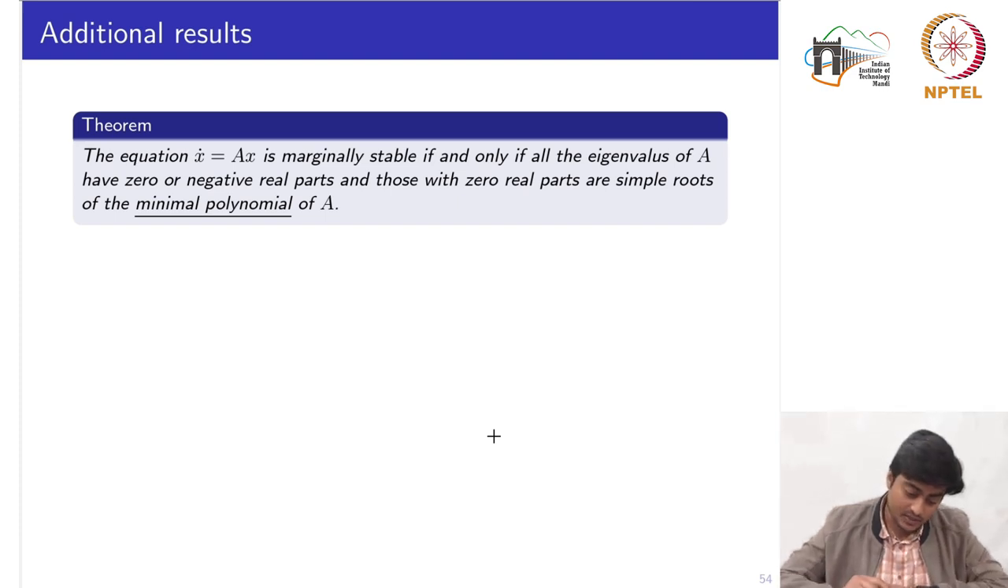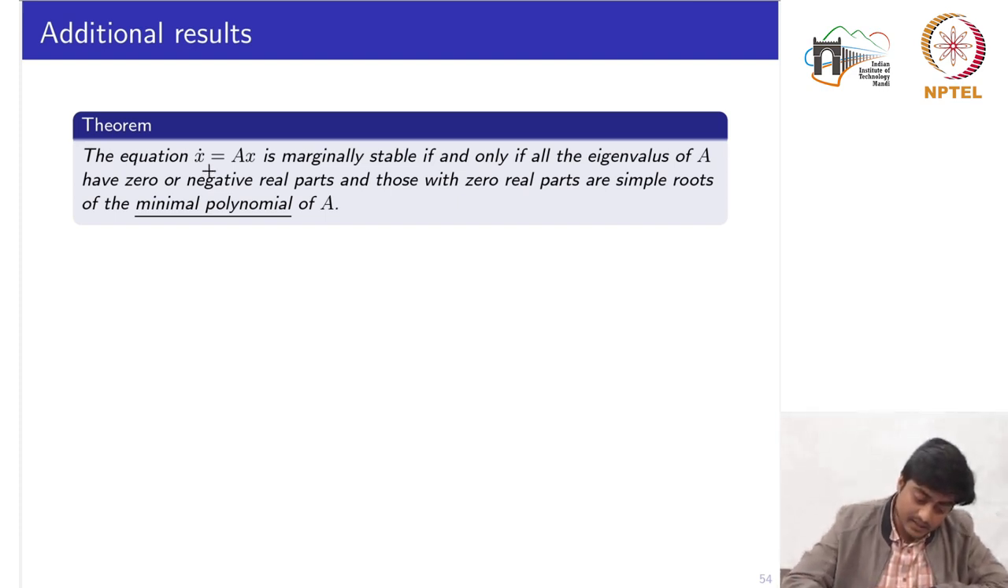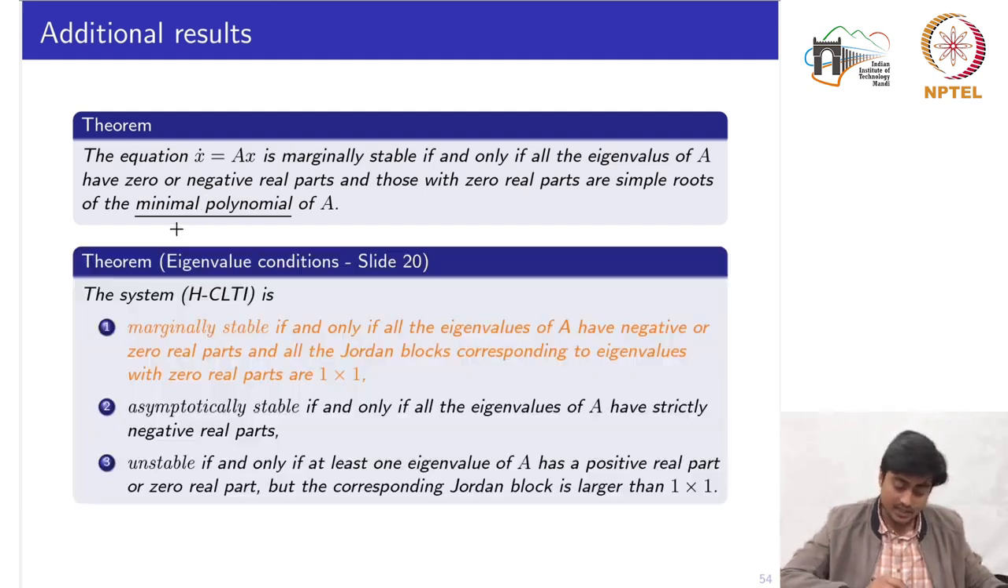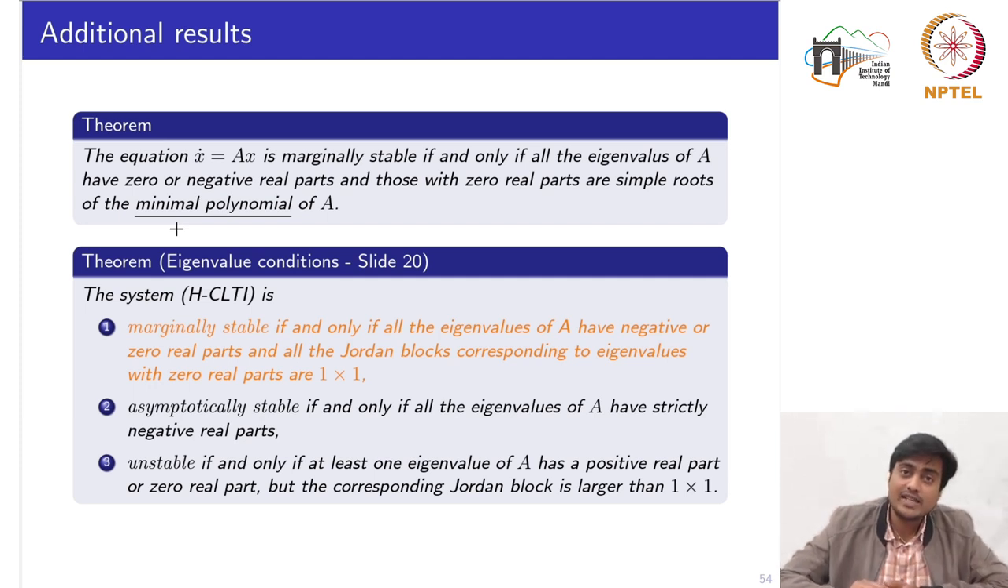So there are a couple of additional results. One of the results says that this homogeneous LTI system is marginally stable if and only if all the eigenvalues of the matrix A have 0 or negative real parts, and those with 0 real parts are simple roots of the minimal polynomial of A. So here we are introducing another polynomial which we call the minimal polynomial. Basically this condition is equivalent to one of the conditions we had seen earlier, in terms of the Jordan blocks, which we introduced on slide 20, that the system is marginally stable if and only if all the eigenvalues have negative or 0 real parts. So this part would remain the same up to here.